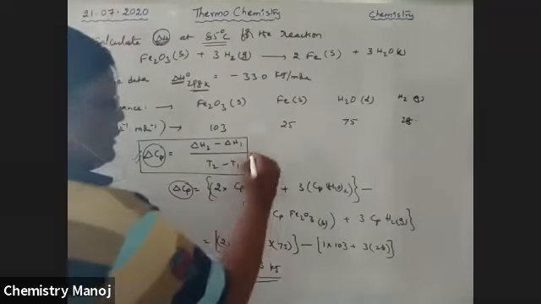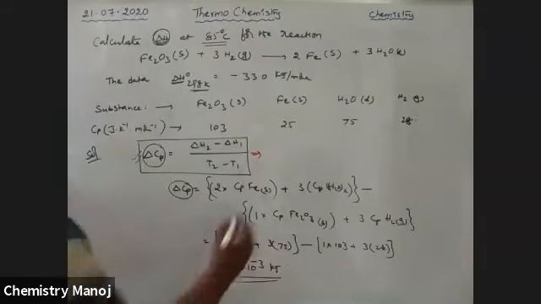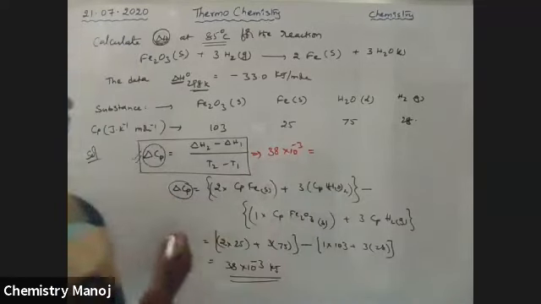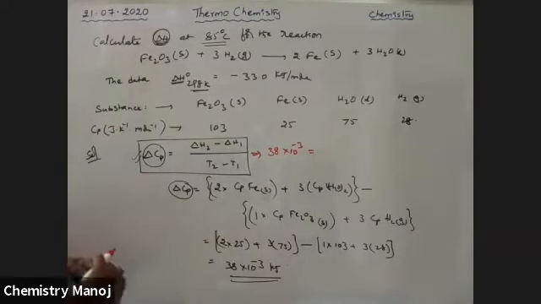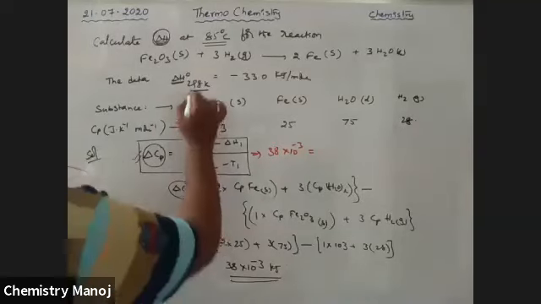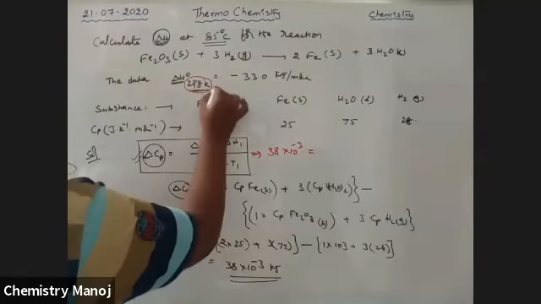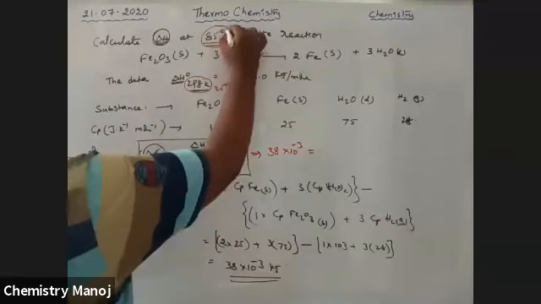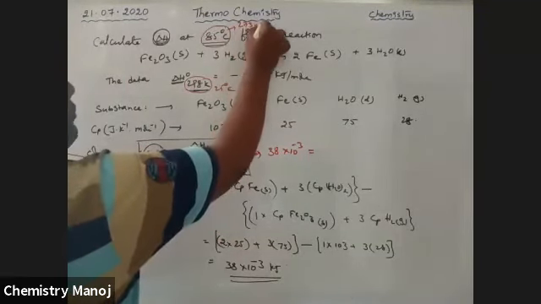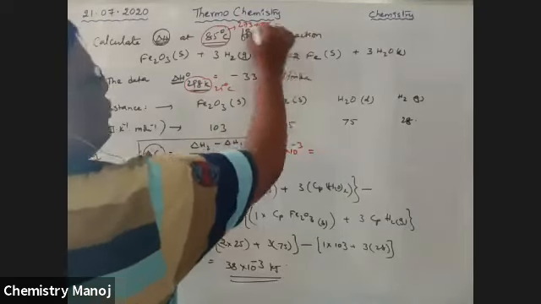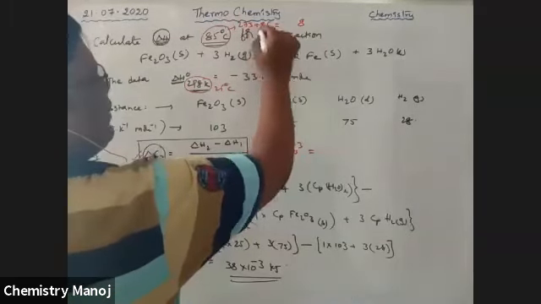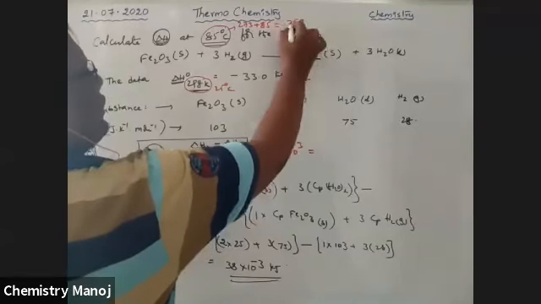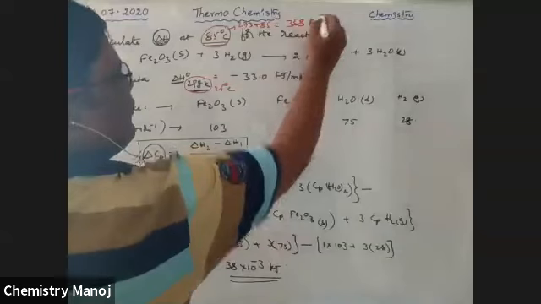Now with respect to this, the delta Cp value, 38 into 10 power minus 3, is equal to high temperature minus low temperature. It is 298 Kelvin, which means 25 degrees centigrade. The other is 85 degrees centigrade, which means 273 plus 85, that is 358 Kelvin.